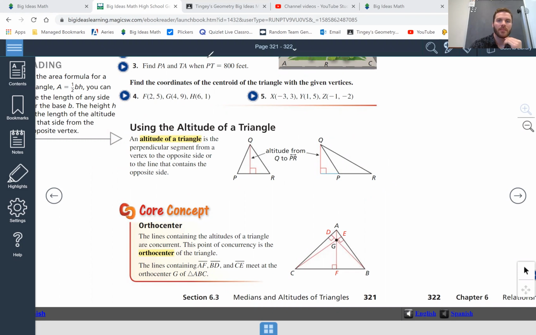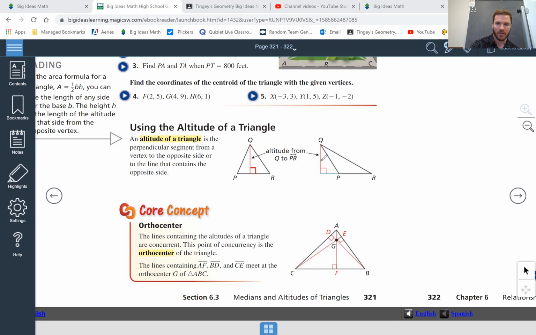An altitude of a triangle is the perpendicular segment. So it's a segment that is perpendicular from the vertex to the opposite side, to the line that contains the opposite side.